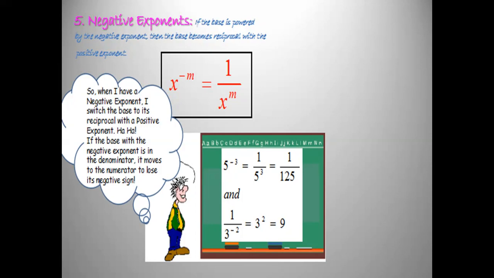Let's see one more example. 1 upon 3 raised to the power minus 2. Now we are going to do the opposite of the same. 3 raised to the power 2. Then we'll remove 1 from there. That means 3 raised to the power 9.